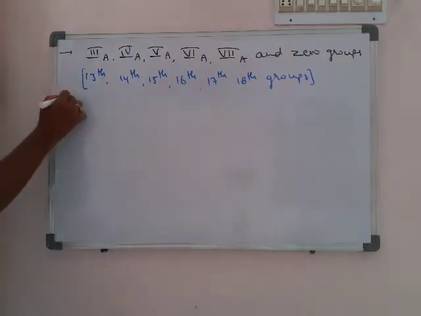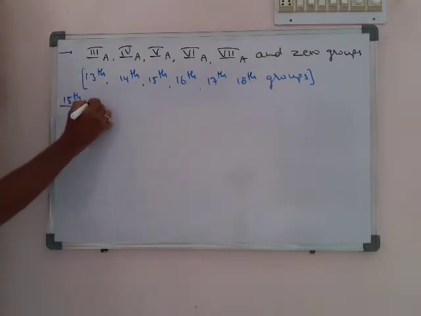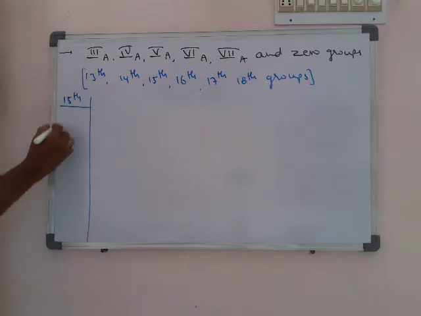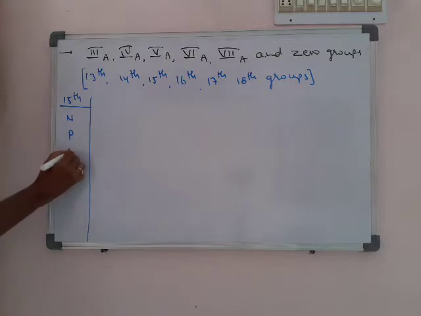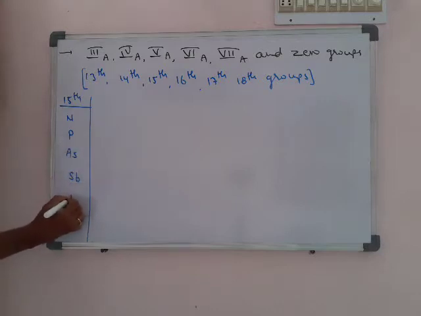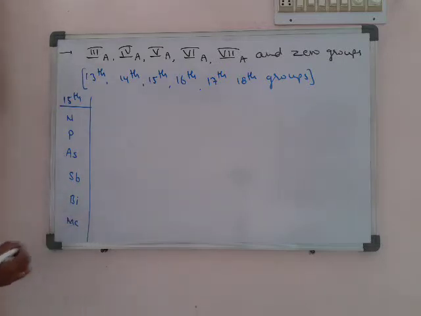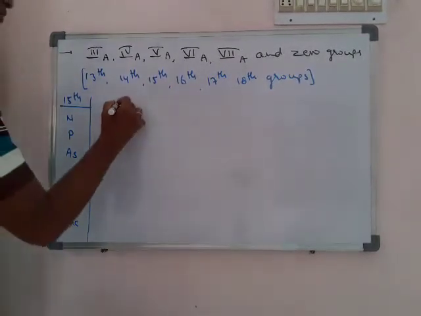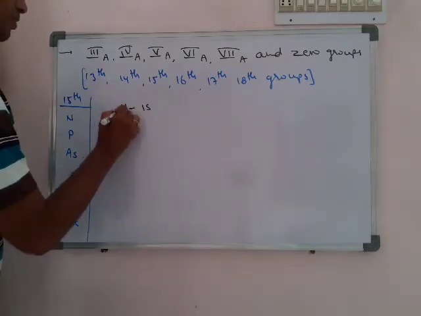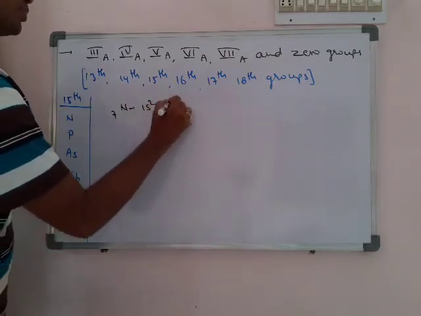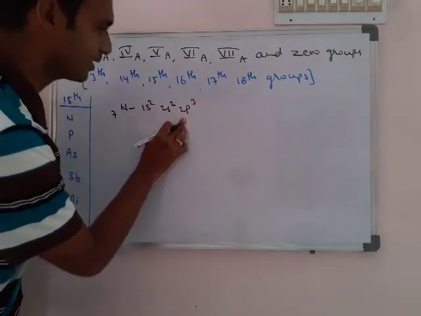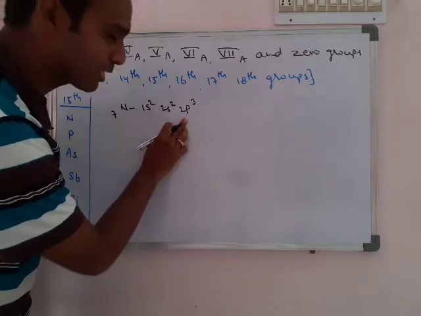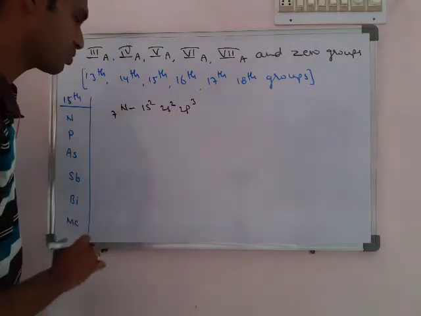So let's see the 15th. Okay, what are the 15th group elements? So nitrogen, phosphorus, arsenic, antimony, bismuth. Next, moscovium. That's Mc, moscovium. So again, as we check their configuration, nitrogen 7 is 1s2, 2s2, 2p3. So for the valency, the outermost electron, the newly entered electron, is present in the p subshell, so they also belong to p block.